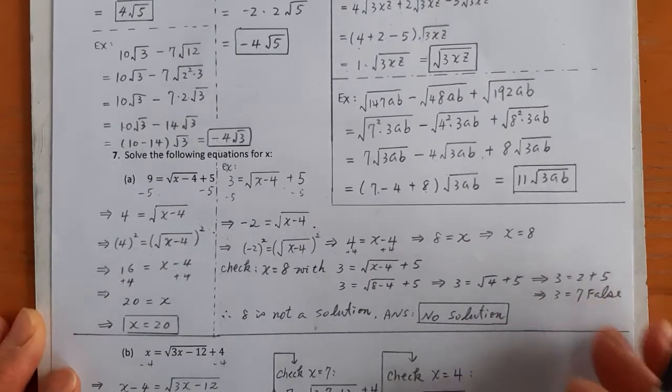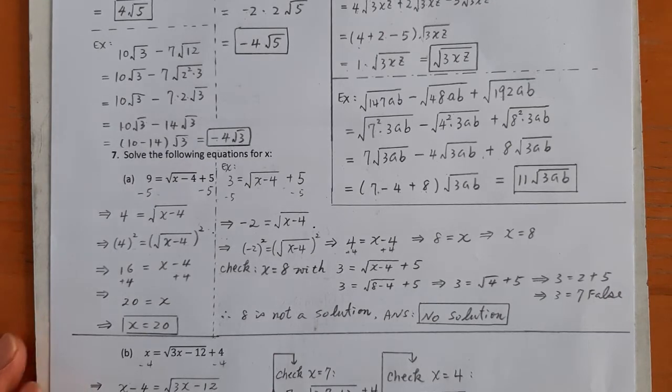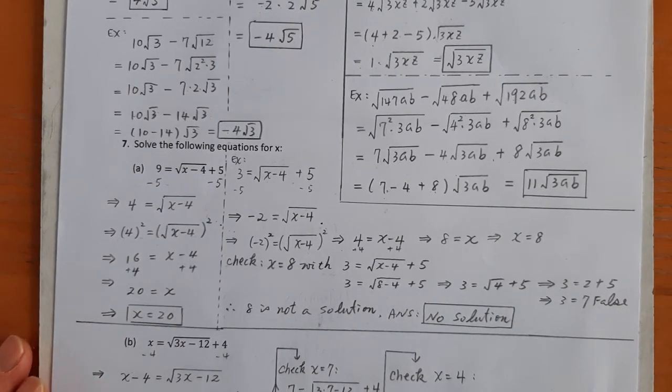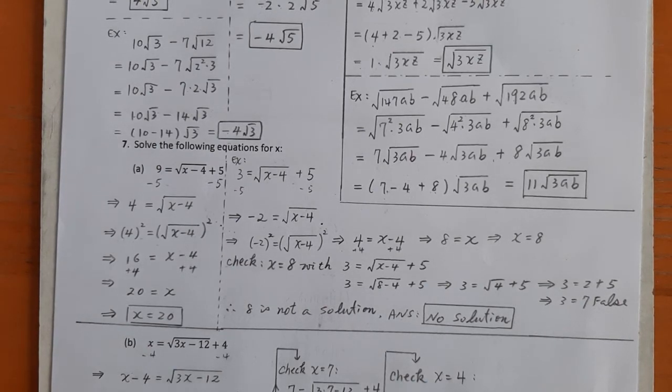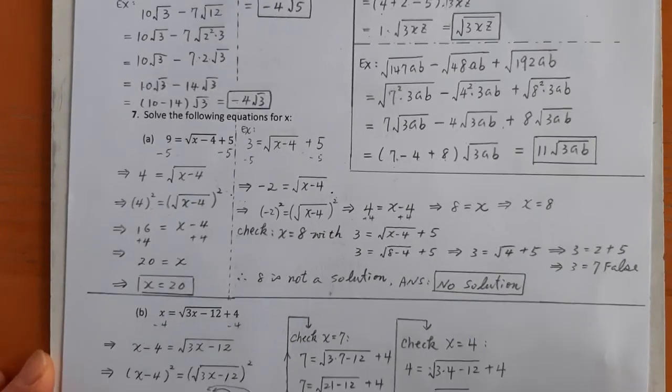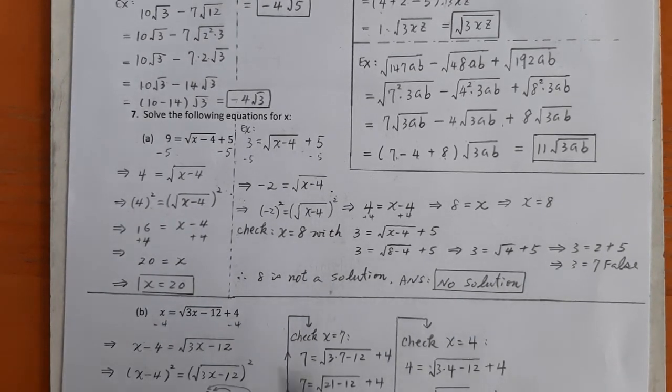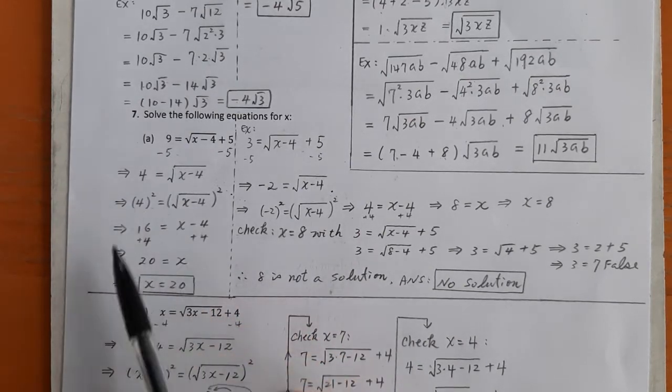So those are the simplified radical expression, including addition, subtraction, multiplication, and divisions. Simplified radical expression. And next one is solve for the radical equation. Question 7. A, B. Solve for the radical equation.